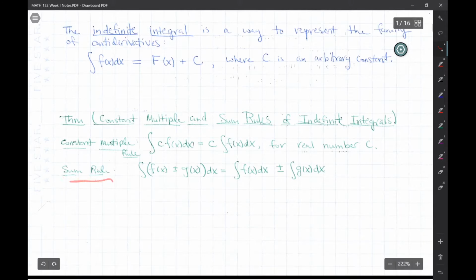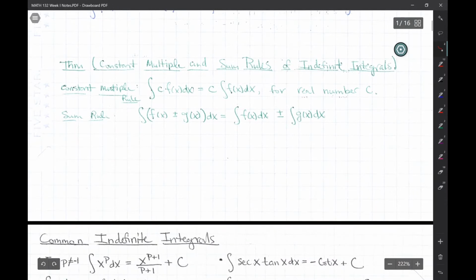And we also have the sum rule, so that if you're trying to find the indefinite integral of two functions added or subtracted, well, you could break up the problem and find the indefinite integral of one and add it to the indefinite integral of the other function, if, of course, there was a plus sign between those two. If there was a minus sign, you would subtract in that case.